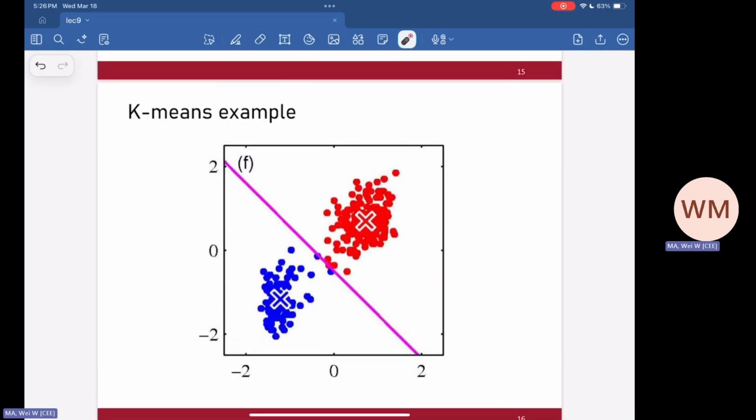So the underlying mechanism here is block coordinate descent. But for this particular problem, each of the steps has a physical meaning.